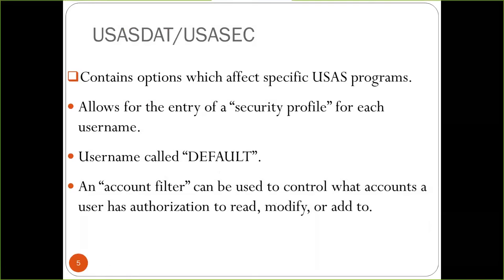A district can set up a username called default. If a username is not found, it will be granted the default access. The default access is a record the district sets up with the security profile information to be used when a username is not found. If neither a username nor the default record is found, then access to the given function or account is granted.